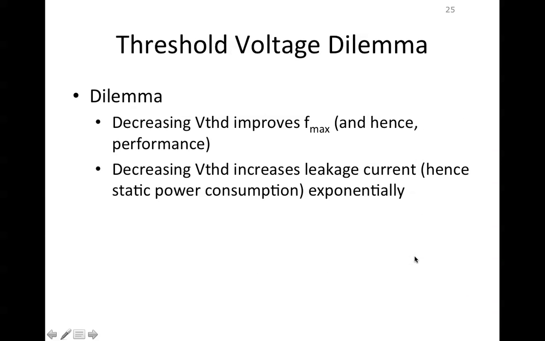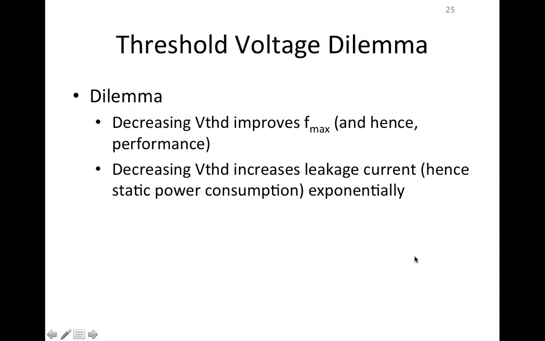So we are presented essentially with a dilemma. Do we decrease threshold voltage, or do we keep it constant, or do we increase it? If we decrease the threshold voltage, we improve performance because we can clock the circuit faster, right? Hence, we can improve performance. But decreasing the threshold voltage also increases leakage current exponentially.